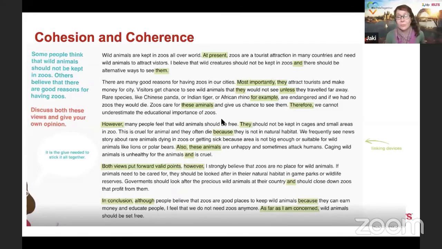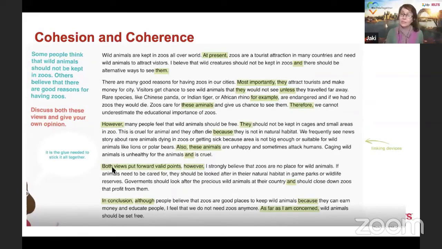Okay, so the next thing we have to think about, so we've analyzed the question. Okay, we work out that we stay on the topic. We think about the structure. Then we need to use linkers to make it flow. So here, this essay is band 7. So it has some nice linkers. At present and them. Why them? Because instead of saying wild creatures and repeating it again, wild creatures, that's a bit boring. So instead, we just put them instead. It's called a reference. So most importantly, unless, for example, therefore, however.